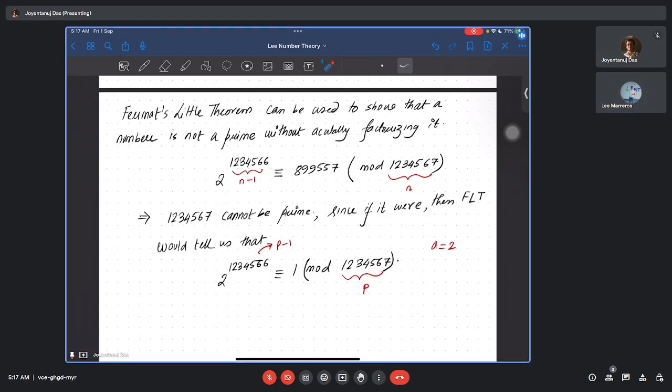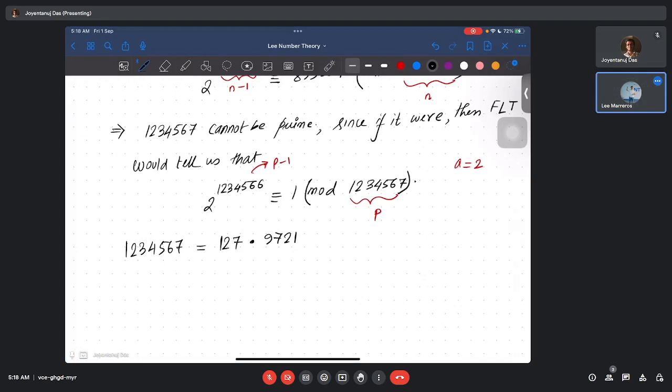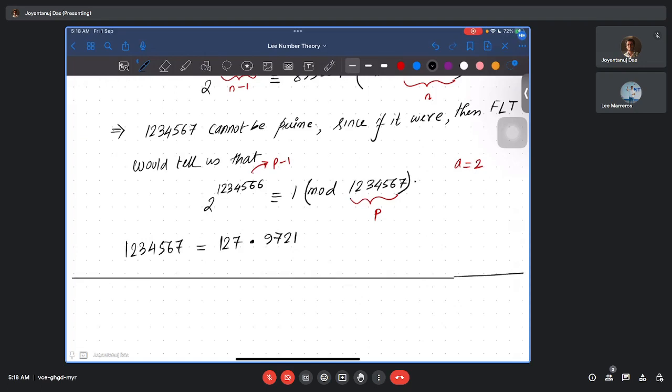So without factoring, we can check whether a given number is a prime or not. In fact, this number actually has a factorization, but still it is a big number. I can write this as 127 times 9721. So it has a factorization, but it is difficult, right? So I think this is more or less the content of the chapter. Let us see the exercise problems.